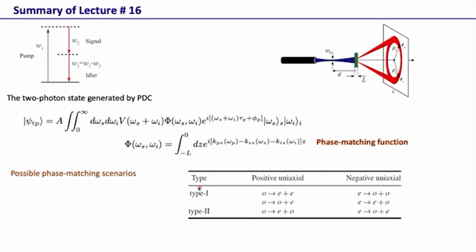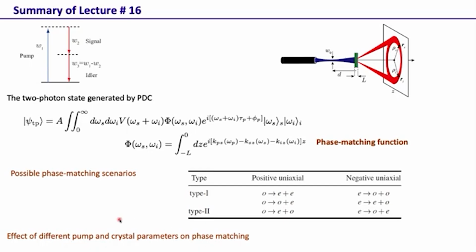One is called type 1 phase matching. In this, both the entangled photons, the down converted photons, have the same polarization. In the type 2 phase matching condition, the two entangled photons have opposite polarization. One is extraordinary, the other one is ordinary, and vice versa. And then we also looked at the effect of different pump and crystal parameters on phase matching. These we looked at in detail.